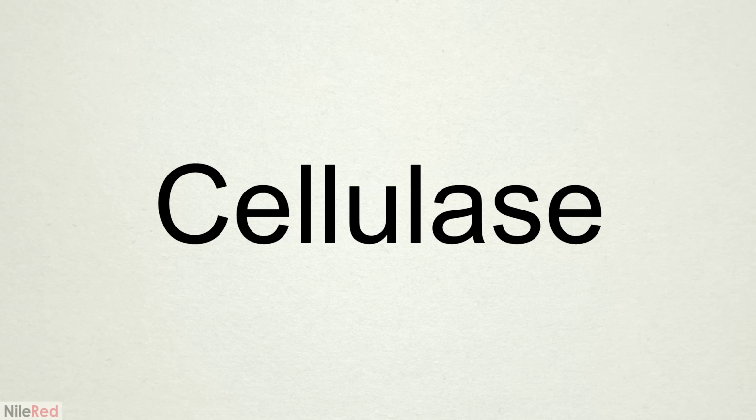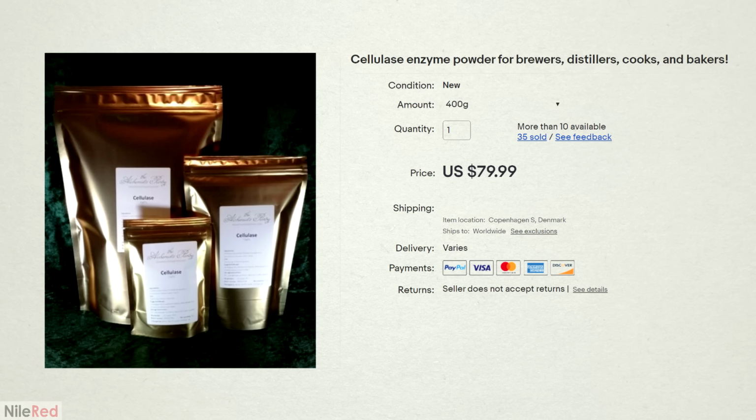The enzyme that I needed to break down the cellulose was called cellulase, and the cheapest source of it that I could find was from a company called the Alchemist's Pantry. They were a brewing company, and it was all supposed to be food-grade stuff, so it was almost perfect, and I bought a bag of it.